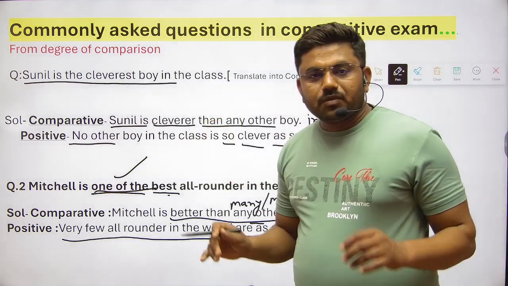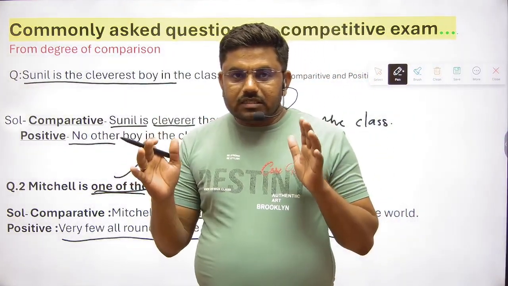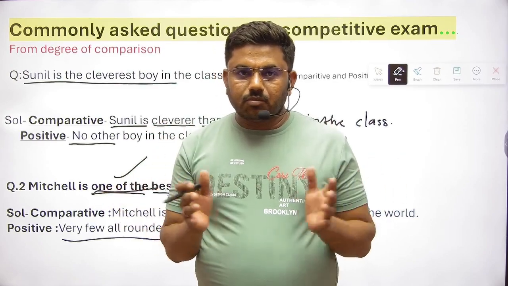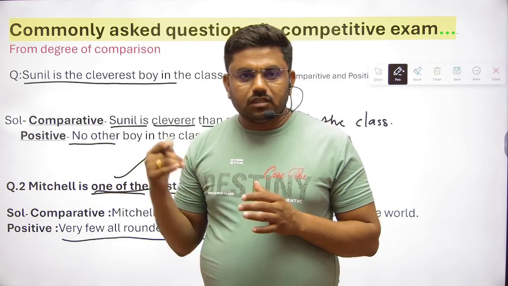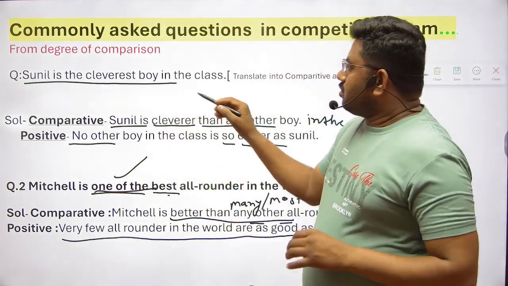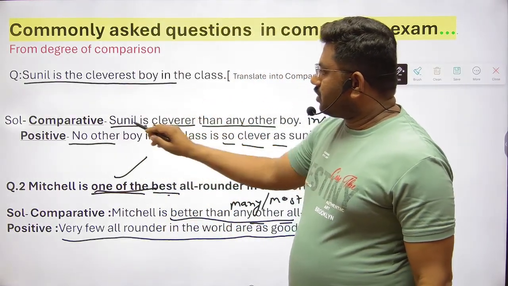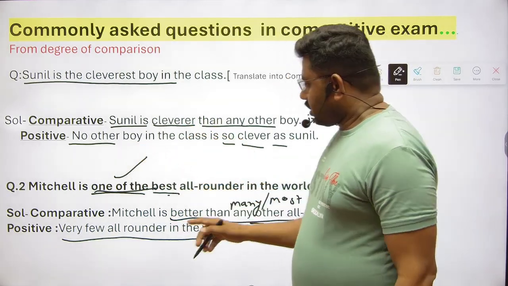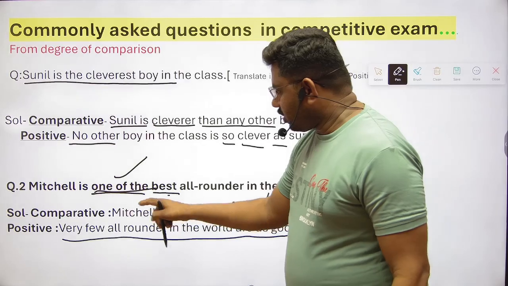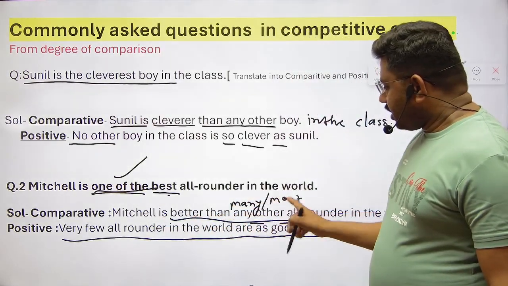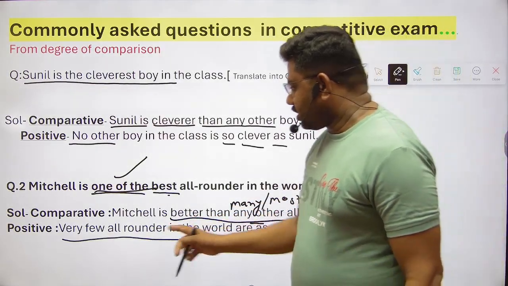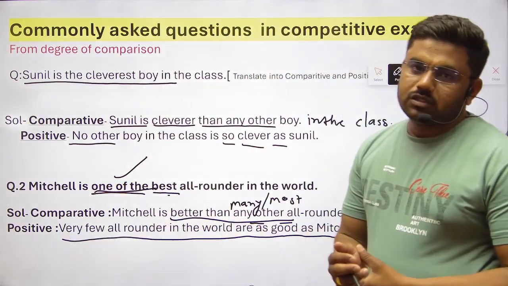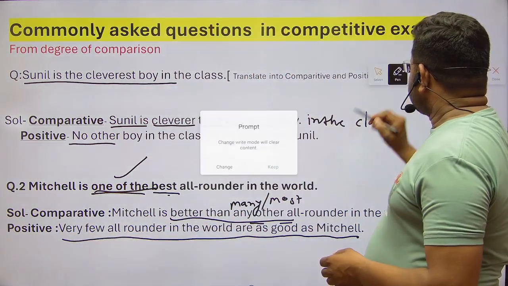In examinations, such types of questions are there: translate, transfer, change or do as directed, and we have to change the sentence in this manner. If it is given directly, then we can use "no other". Now next one, if "one of the" is used, then we have to use "many other" or "most other", and to start the positive degree we have to use the words "very few". Okay, now see the next.